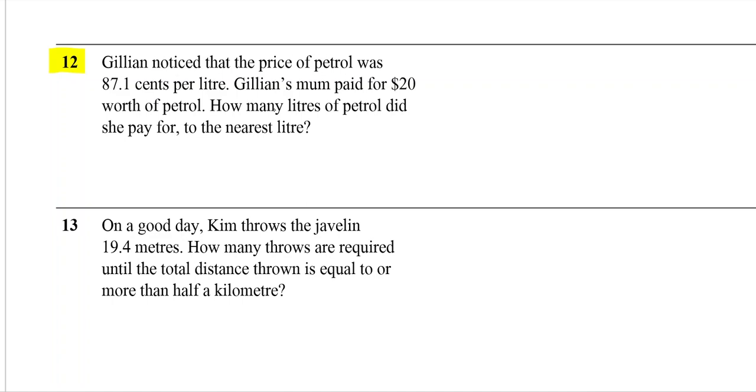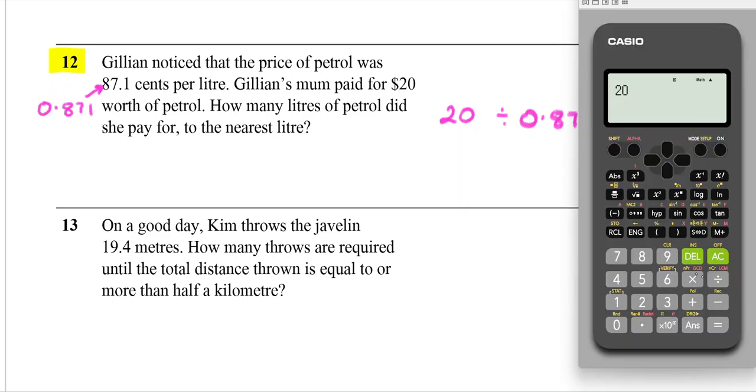Okay, so I'm going to change my 81 cents into dollars. So if you divide that by 100, it would be $0.871 per litre. And then we want to see how many of those we can get for $20. So we're saying 20 divided by 0.871 is equal to, and you can type that in. You don't have to do it in your head or with long division or anything like that.